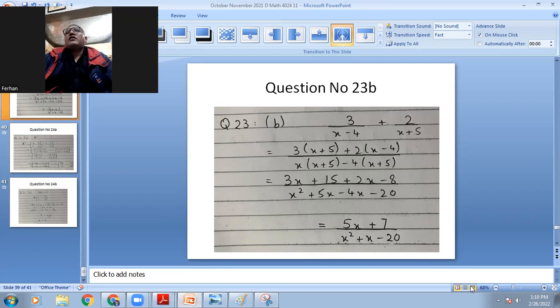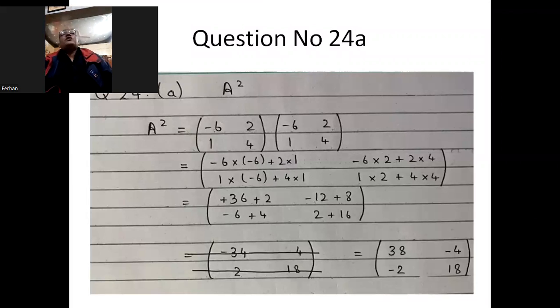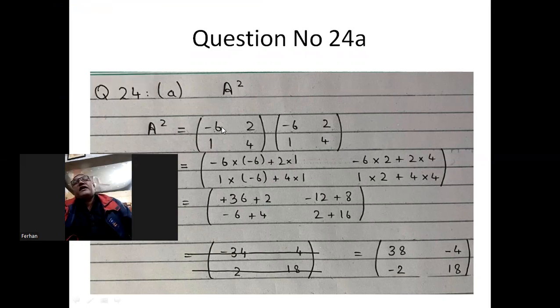So here we go. Here you have the matrix A and A square. We have to find it out. A square means A multiplied with A. From the first matrix, you will take the rows, and from the second matrix, you will take the columns. You multiply them with each other.